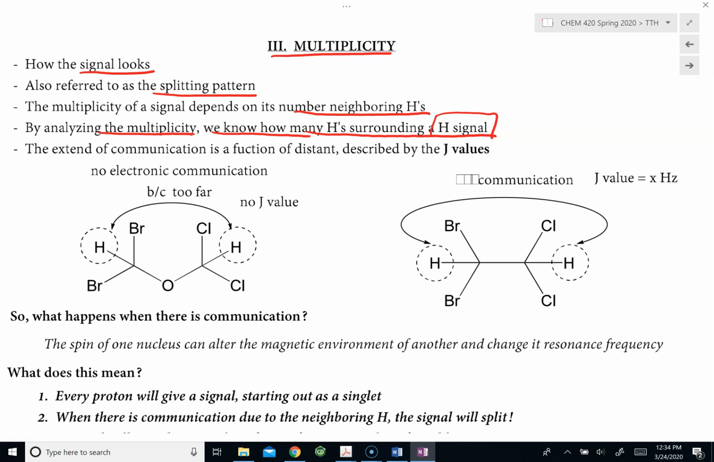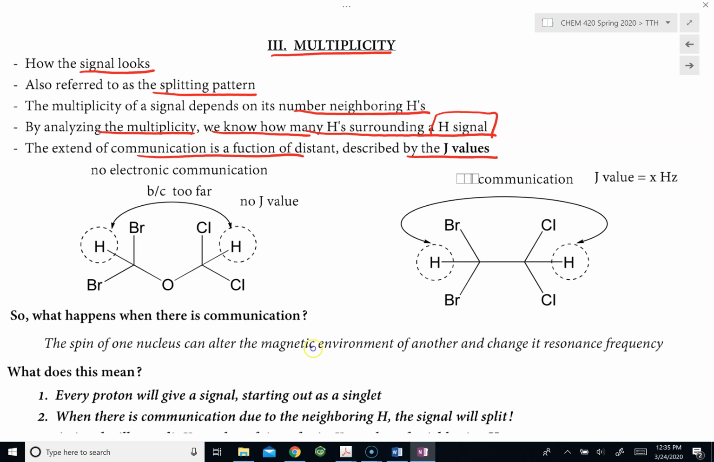The reason is that we can imagine a hydrogen as a magnet. When we put two magnets close together, they will interact with each other, and we call that a communication, or the interaction with each other. The extent of the communication is a function of distance, and we can describe this by using the J value. J values are basically values that we use to describe the extent of the communication between two hydrogens.